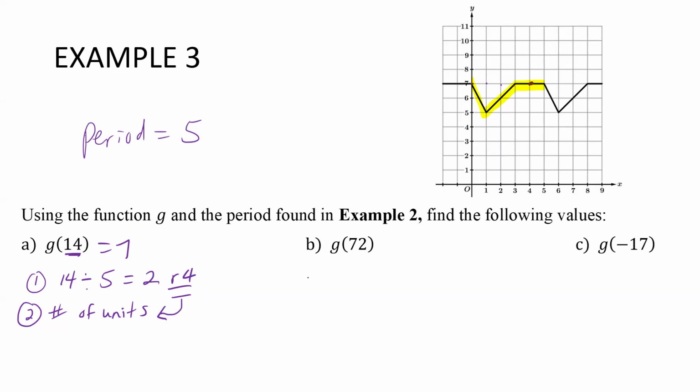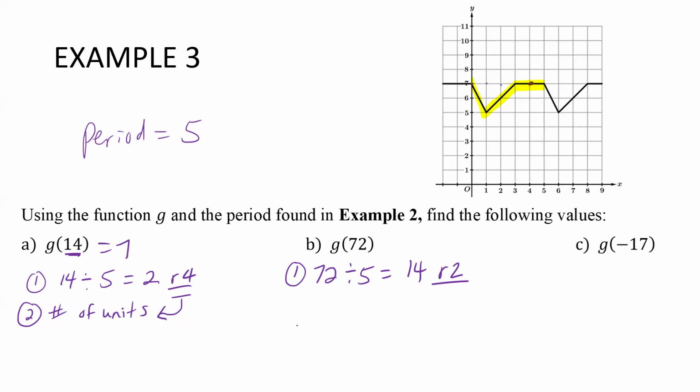So again, let's try that theory again. Step one, I'm going to take 72 and divide it by 5. 72 divided by 5 is what? 14 with the remainder of, we want our R, we want to go back to third grade. What's our R? Our remainder is 2.